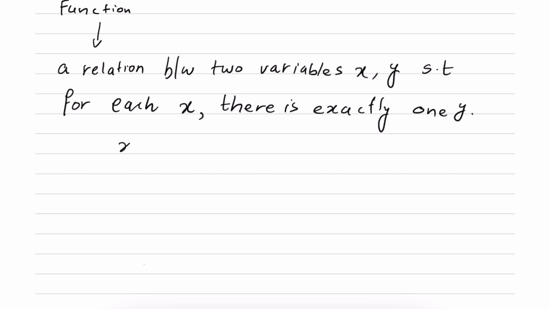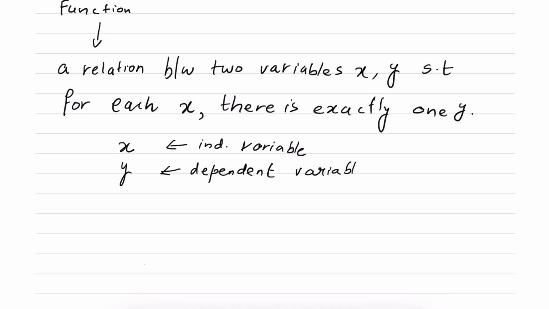So here we shall call x the independent variable and we will call y the dependent variable. Also, x can be called an input variable and y could be called an output variable. So let's try to understand this concept of function using some examples.